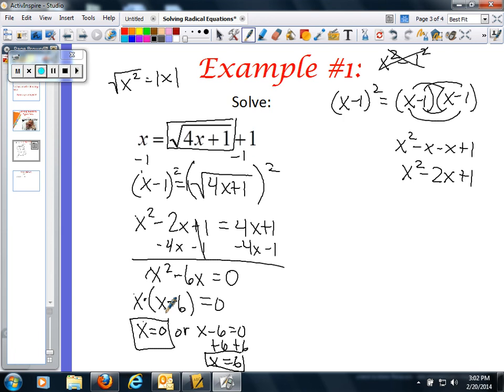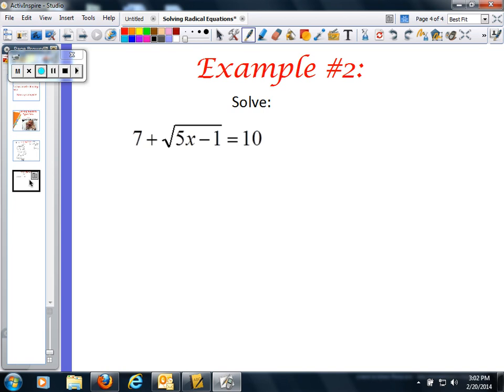So these aren't that bad. You just have to remember how to get rid of a radical. Okay? When I look at number 2, again, same idea. So I'm going to subtract 7 from both sides. I get the square root of 5x minus 1 equals 3.